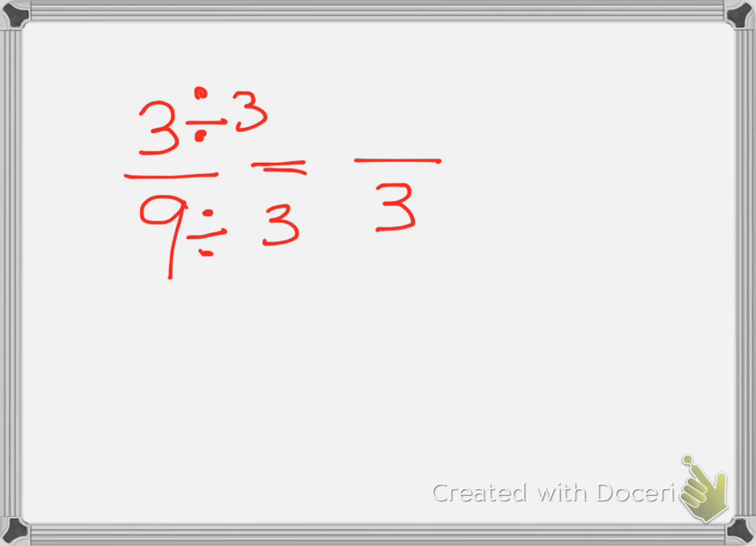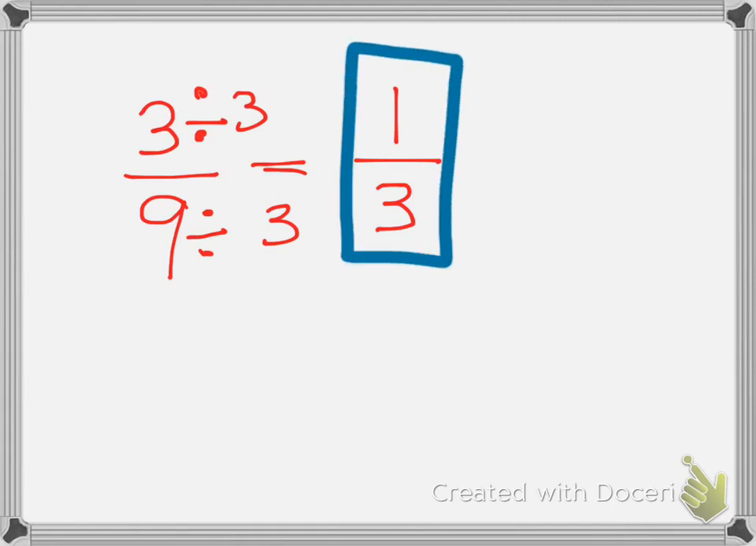3 divided by 3 equals... How many groups of 3 could fit in 3? 1. So your answer, therefore, is? 1/3. Okay, question number 2.